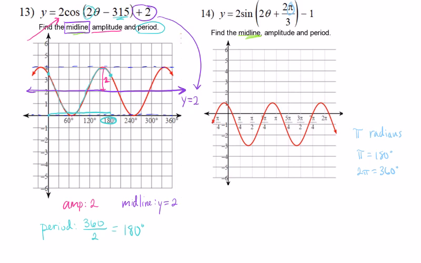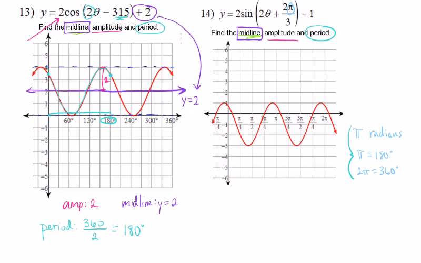All right, so now as far as what they're asking us for, the midline, the amplitude, and the period, those are actually very, very similar, except when we get to the period, that's when we'll have to incorporate this kind of stuff. It'll be a little bit different than we're used to, but fairly similar.